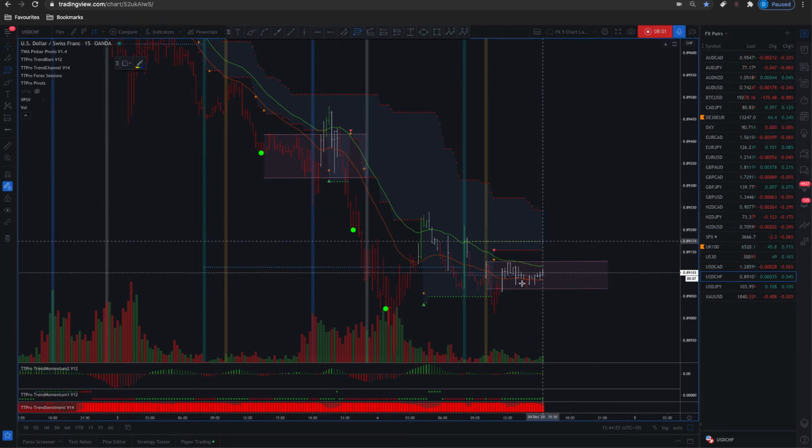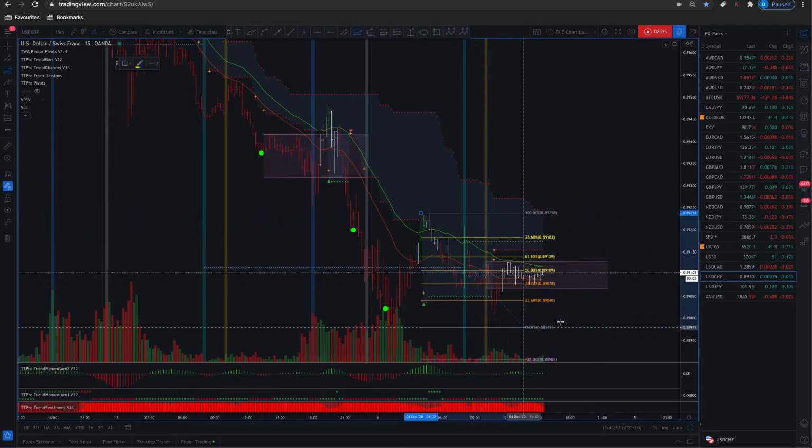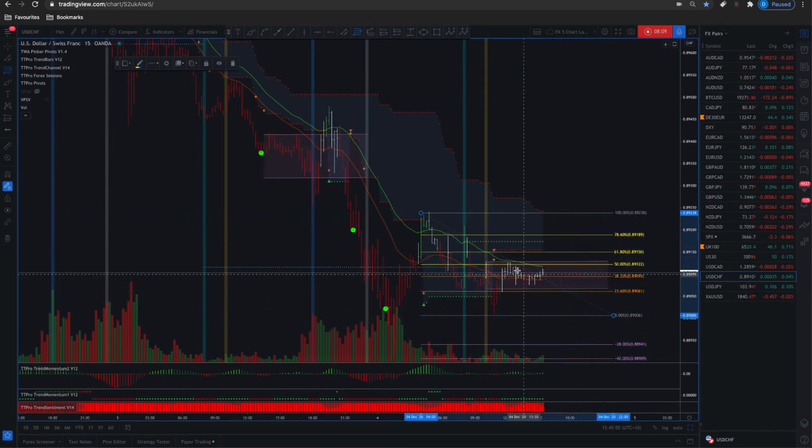I'll grab my fib and I'll pull my fib from just a previous swing high down to swing low. See how it's actually moved back already into the 50? Well, I'm not convinced. And we can see upward pressure. All right. I think that we're going to get a little bit more out of this to the upside.